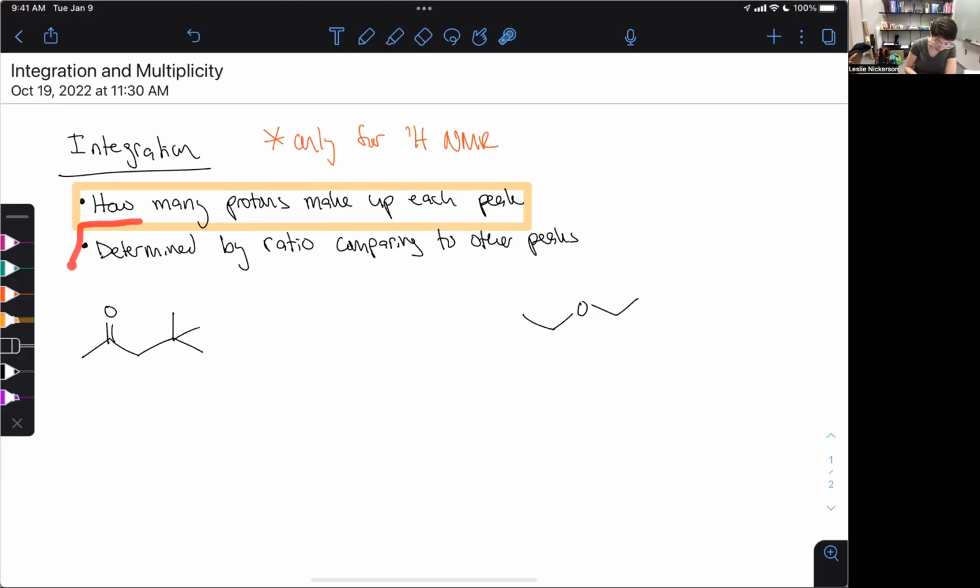It is determined by a ratio, comparing peaks to other peaks. An integral is just the area under a curve. So we have software that determines the area under each peak, and then compares that to the area under other peaks. It's really just a ratio, like 1 to 1 to 2 to 3, that's what it's going to spit out. If you've got a ratio like that, you have to be sure that you're not being tricked and it's not actually giving you the full proton count. It could be halved instead, and I'll show you an example of that as well.